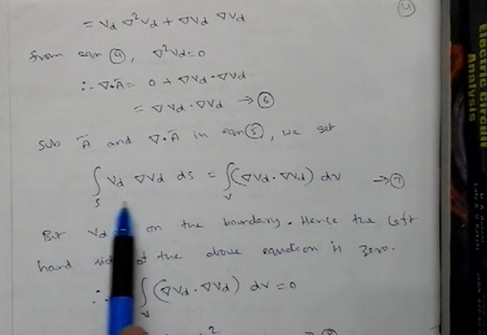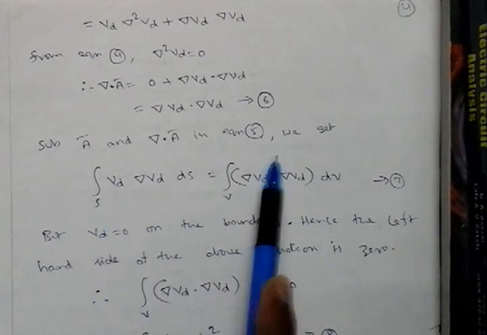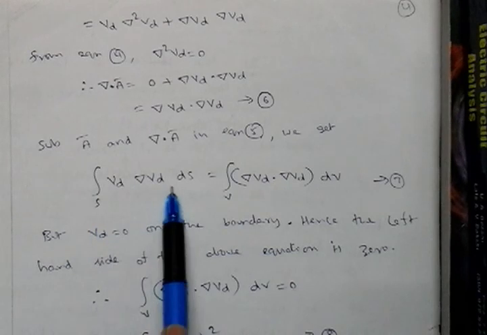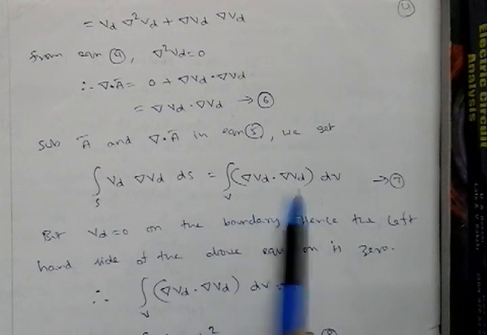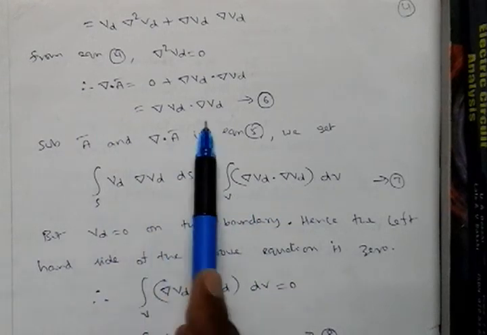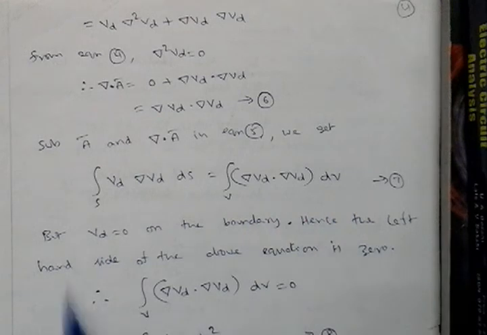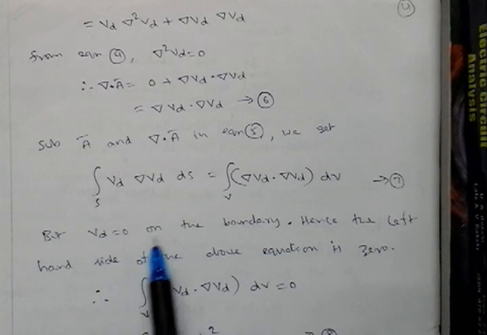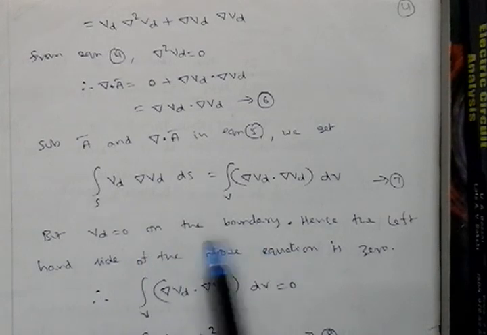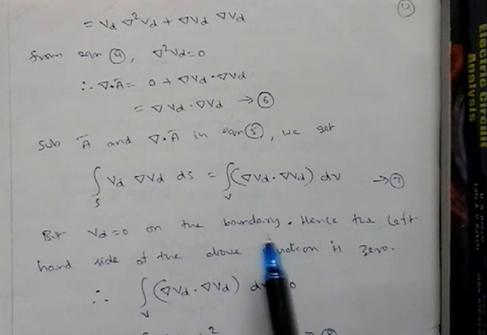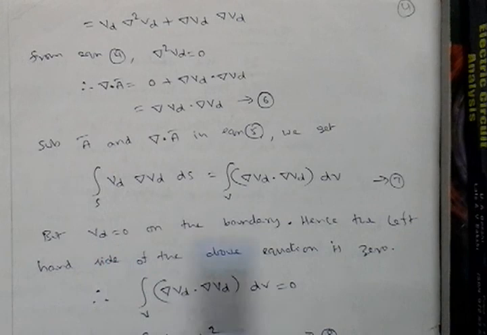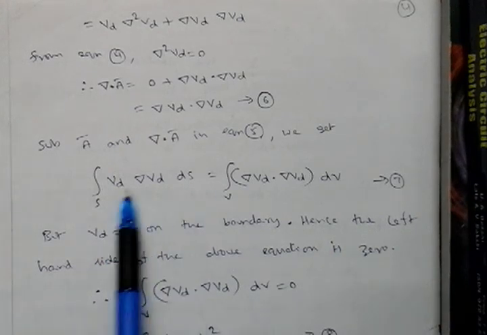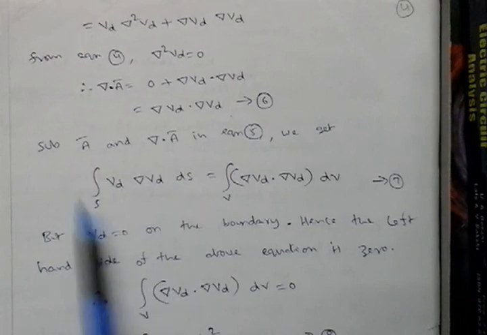Now using the same equation, equation 5, surface integration of A bar dot ds, where A bar is equal to Vd del Vd, and the volume integration of del dot A bar is equal to whatever expression you got, del Vd into del Vd. But Vd is equal to 0 on the boundary. The difference between any two solutions must be the same there, because V1 is equal to V2. When both values are the same, the difference between these two is equal to 0 only. Vd is equal to 0. The difference between the two potentials is 0 on the boundary. Hence this side is 0, because Vd is 0, so if you substitute 0 here, this value is equal to 0.